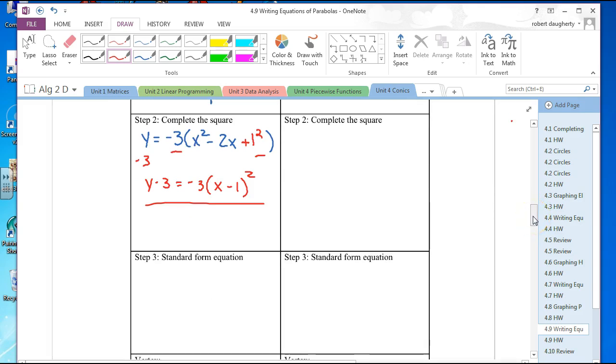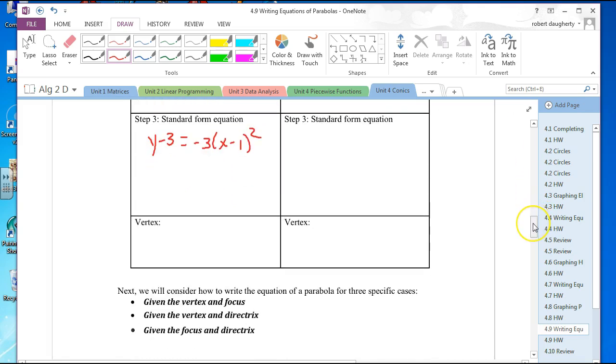And that's just, I'll leave it like that. You don't have to put it as 1 over 4p. I'll take it just like this with whatever this number is in front. So final answer here is just y minus 3 equal negative 3, x minus 1 squared. What is the vertex? Yeah, the vertex is 1, 3.